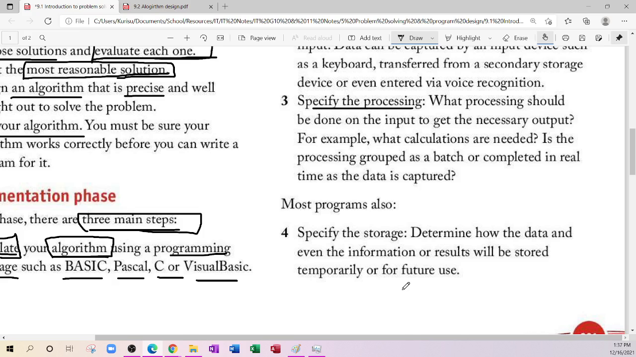Programs also. 4. Specify the storage. Determine how the data and even the information or results will be stored temporarily or for future use. Great.